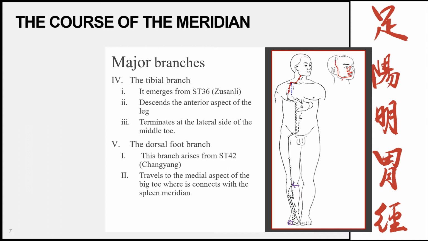And then the final branch I've called the dorsal foot branch, and this branch arises at stomach 42, which is over here. It diverges from the main meridian and then travels along the medial aspect of the big toe to connect with the spleen meridian at the medial part of the big toe.